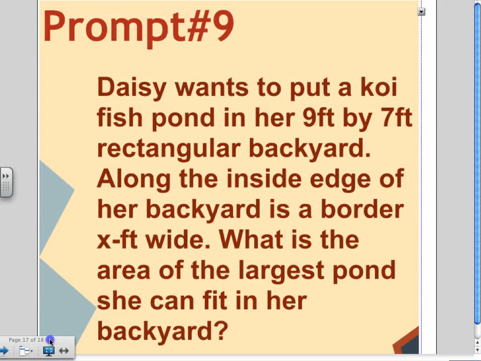So let me start this off. Here's problem 9. Daisy wants to put a koi fish pond. Let me just clarify this a little bit. This particular fish pond is rectangular in shape. I didn't specify it here, but I'm telling you now that it is also rectangle in shape.